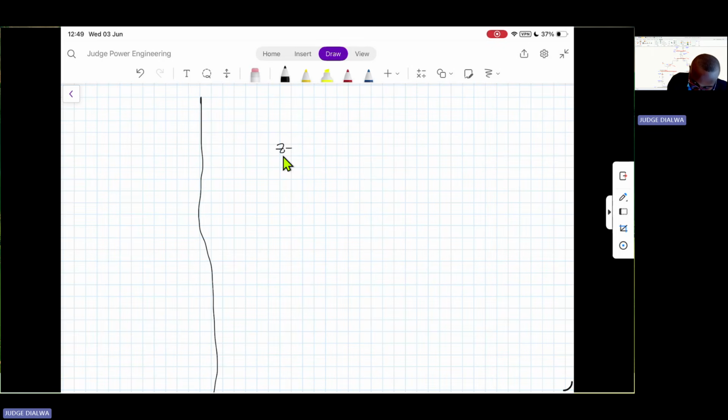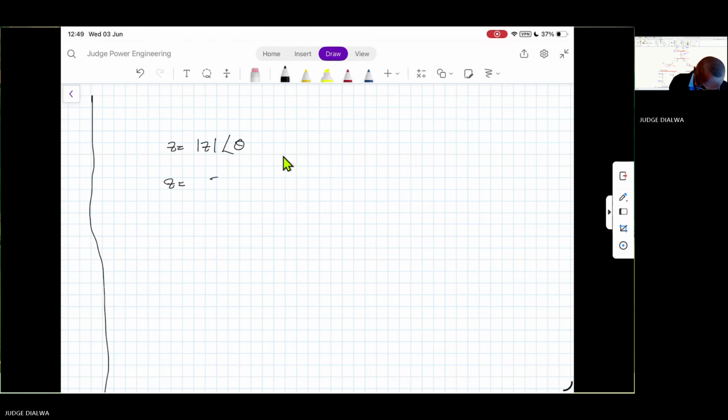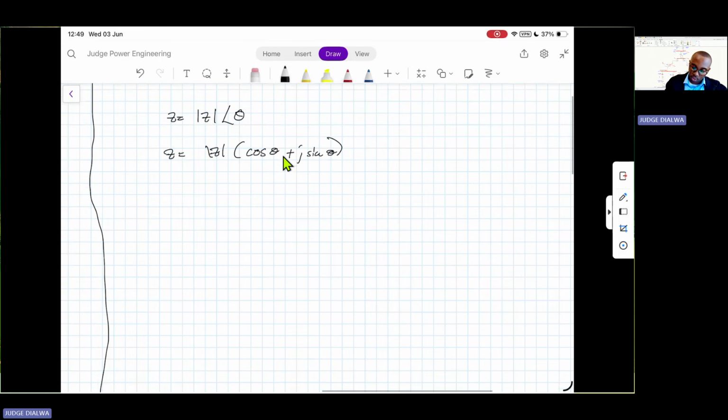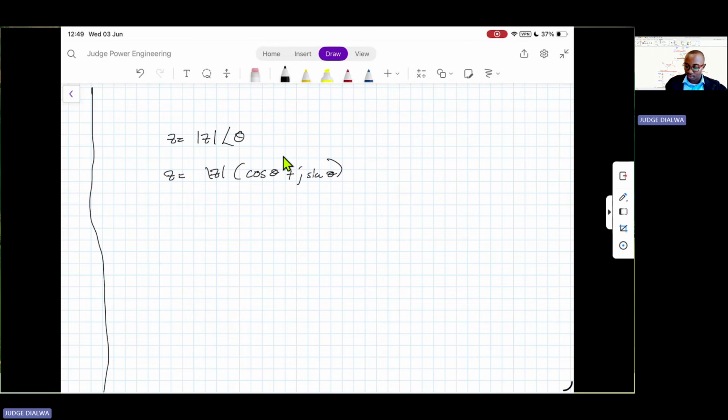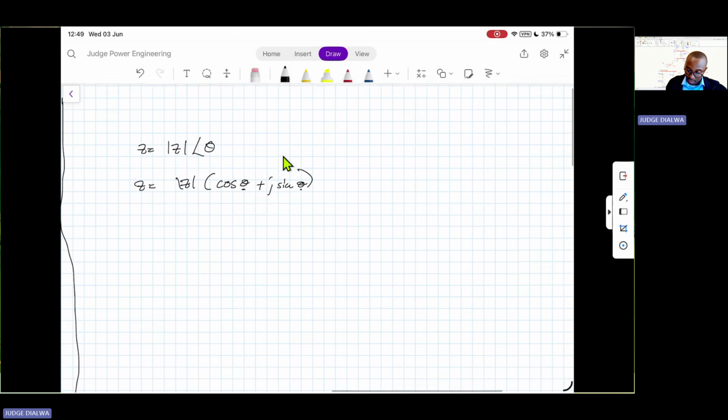When we represent the impedance, we can represent it in polar form, and that will be the magnitude of the impedance at an angle theta. And in rectangular form, that will be the magnitude times cos theta plus j sine theta. Now, as we represent our impedance, we want to separate our resistance from the reactance. So how then can we represent this theta in terms of resistance and reactance?